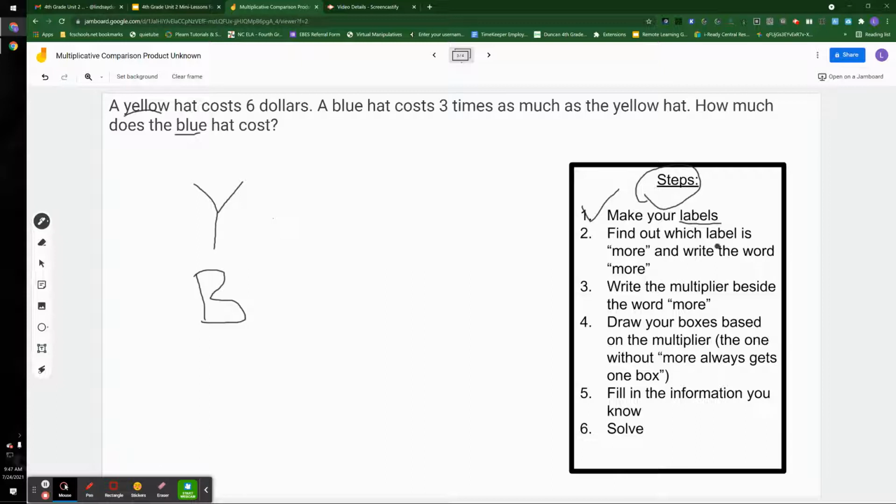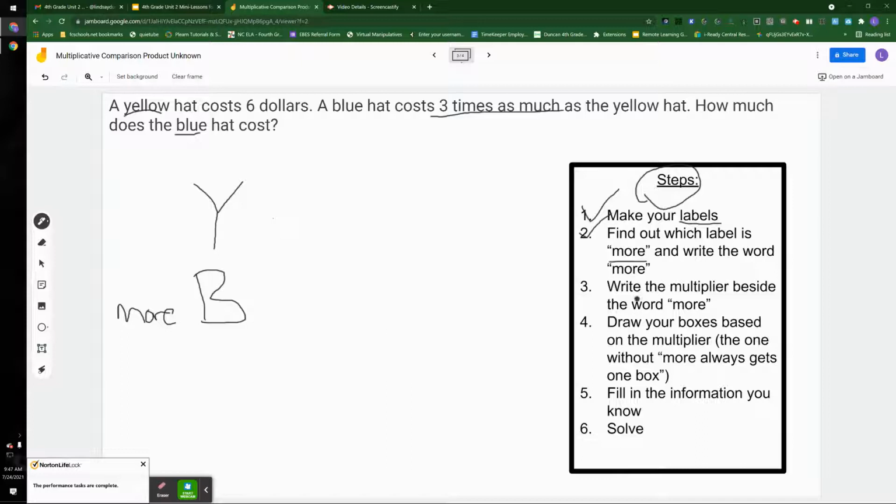Step 2, find out which label is more and write the word more. So if I reread the problem, a yellow hat costs $6. A blue hat, though, costs 3 times as much as the yellow hat. So I know the blue hat costs more.